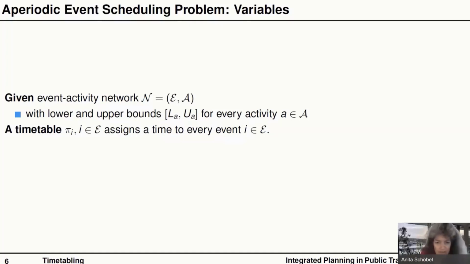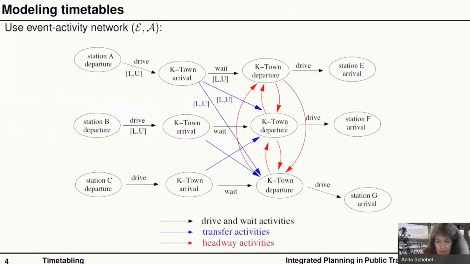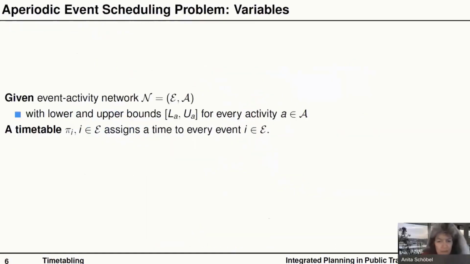So we have our event activity network in the way I have shown it here, with all these events. For the beginning, we can forget about the headway activities, because if we do it in an aperiodic way, we have to fix the order before we make the schedule. They usually come in pairs, and we have to select one of each pair. Otherwise, it would not be feasible. Okay, but that will be clear maybe later. So we have our event activity network given with lower and upper bounds for all the activities.